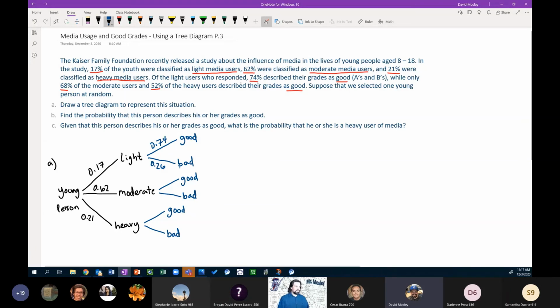For the moderate users, 68% reported good, leaving 0.32 bad. And for heavy, we get 0.52 on good, leaving 0.48 for bad. So this is our tree diagram. Do we have any questions on how the tree diagram was created?